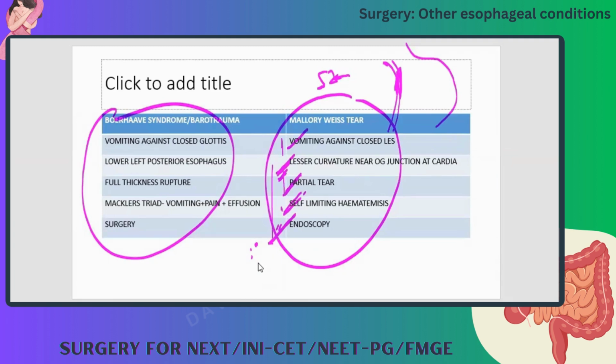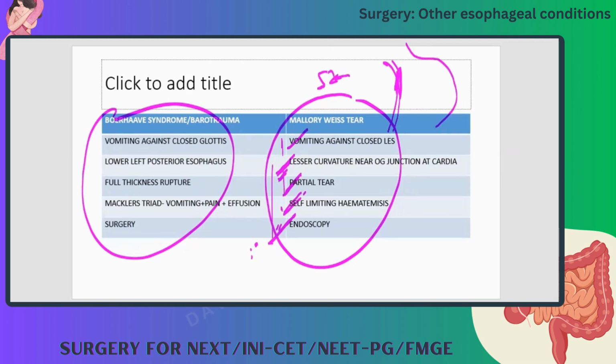Boerhaave is an emergency because it is a full thickness rupture of the esophagus. Mallory-Weiss tear is a partial thickness rupture. It is not an emergency. Remember the sites also. Mallory-Weiss tear occurs at the lesser curvature near the OG junction, whereas Boerhaave syndrome occurs at the left lower posterior esophagus.